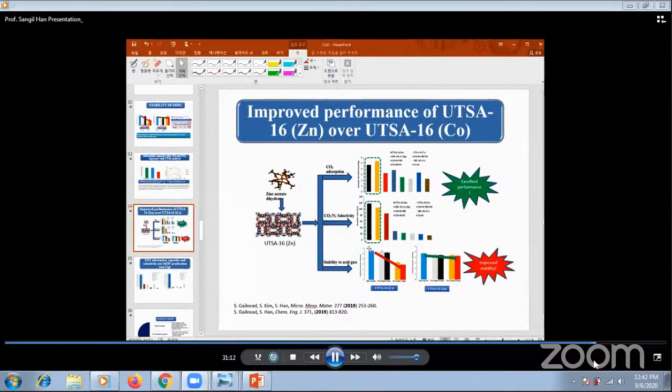So this is our conclusion. UTH-16 zinc, made with zinc metal, shows better performance in terms of stability. This shows less capacity decrease than the UTH-16 cobalt material, but it also still maintained exceptionally high CO2 adsorption capacity, like the UTH-16 cobalt material.